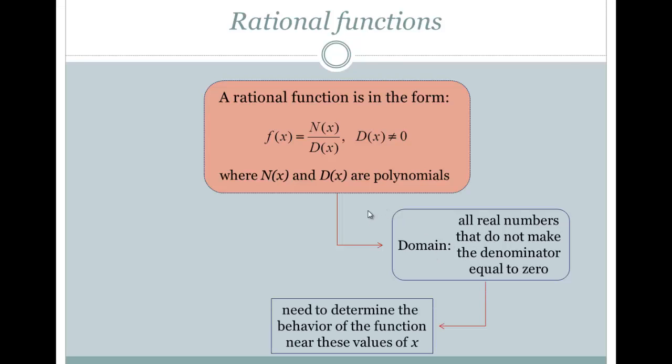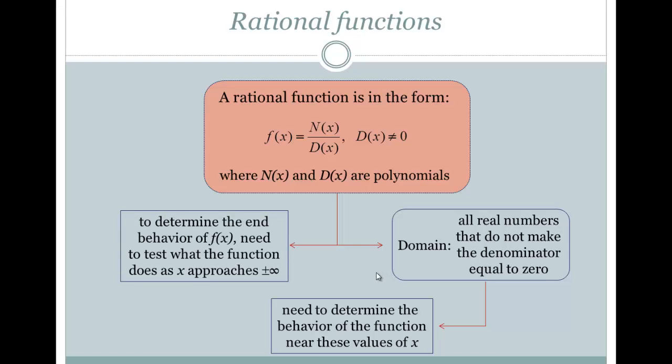We need to determine the behavior of the function near these values where the denominator does become zero. Okay, and we're going to talk about vertical asymptotes, and we're actually going to introduce a concept called limits, which is some calculus terminology that you're going to need to know. And then we need to determine the end behavior of these functions. What happens as x approaches infinity and as x approaches negative infinity. Again, we're going to use this limit idea.